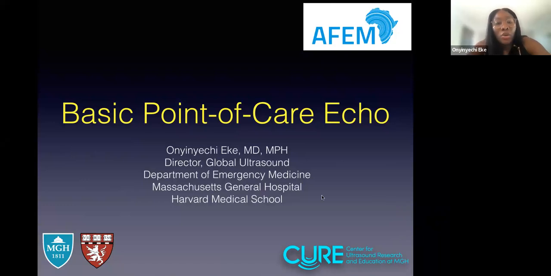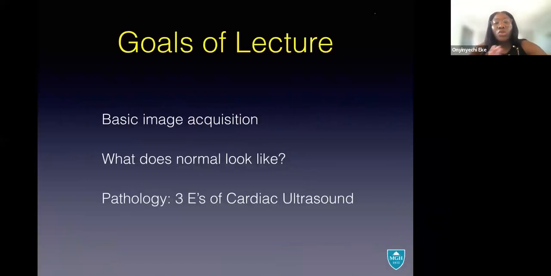Okay, great. So let's start. So the goals of the lecture: we're just going to talk about three basic things here, grouped into three basic things. We'll be talking about basic image acquisition. We'll then talk about what a normal heart looks like on cardiac ultrasound. Then we're going to go into pathology, or what we like to call the 3 E's of cardiac ultrasound.